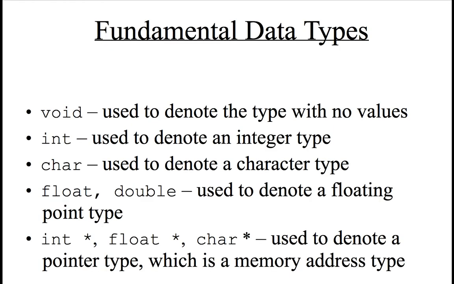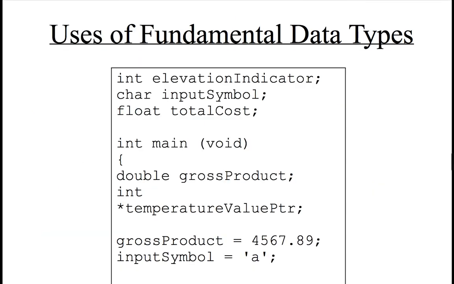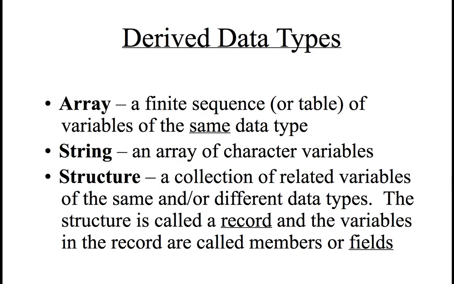Now, void. Void is used to denote the type which has no values. Int is used to denote the integer data type. Char is used to denote a character type. Float and double are used to define the floating type, which we will talk about later. int star, float star, char star is the syntax for pointer. Now, the uses of fundamental data types. This is a program which we are going to do later.